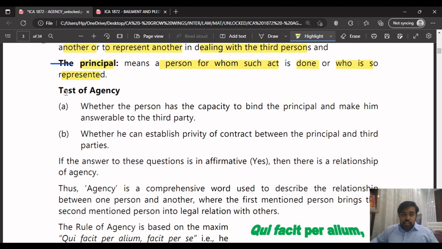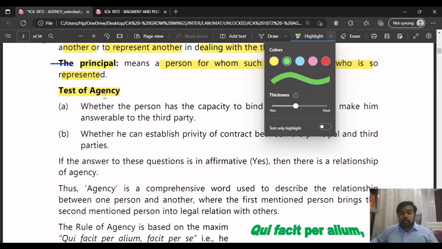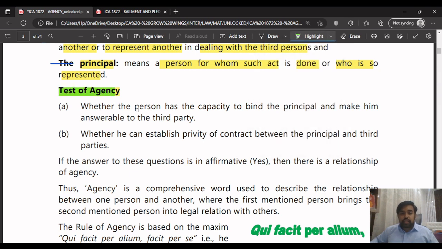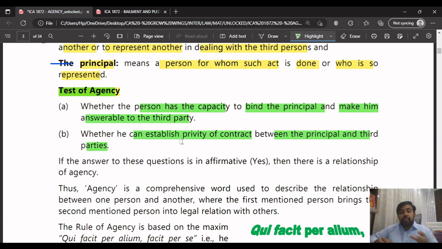Now, the test of agency. This is a very, very important concept and it can come in the exam, even in MCQs. Test of agency: whether a person has the capacity to bind the principal and make him answerable to a third party, whether he can establish privity of contract between principal and third parties. That's what the test of agency is. When you work as an article, you have the capacity to bind the principal and make him answerable to third parties, and also establish privity of contract between the principal and third party.